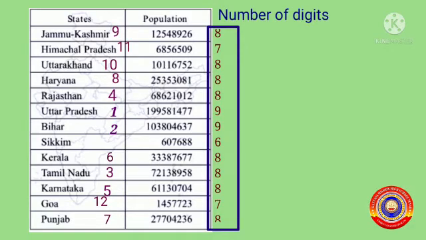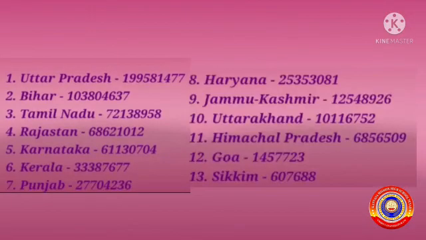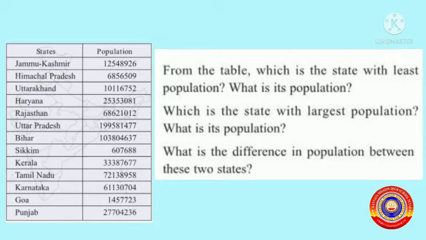Now, we shall look at the populations of states having 6-digit numbers. Here, only one state has a 6-digit population, and it is Sikkim with a population of 6,07,688, and it is in the 13th place. Here, we ordered the states according to their population from largest to smallest. Now find out from the table which is the state with the least population and what is its population. Which is the state with the largest population and what is its population. What is the difference in population between these two states?